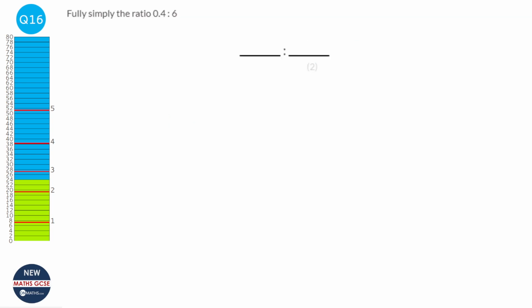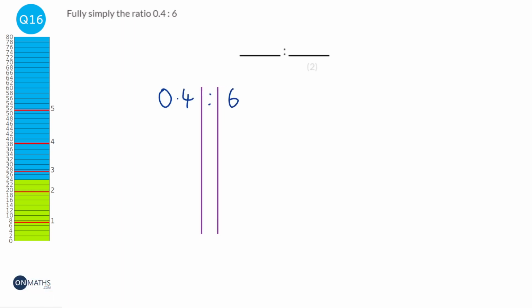Just like when you're simplifying fractions, you can't have decimals at the top and bottom. You can't have decimals at the left and right of a ratio. So we're going to have to get rid of this decimal, and the way we do that is just times each side by 10, and that will leave 4 and 60.